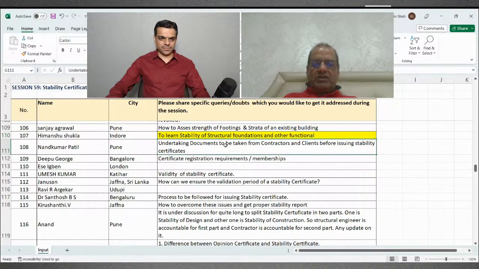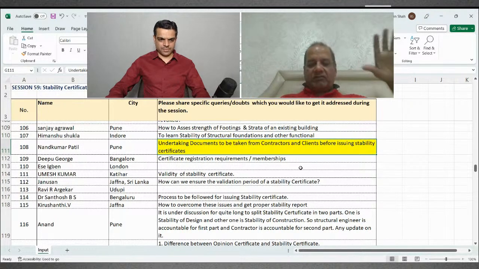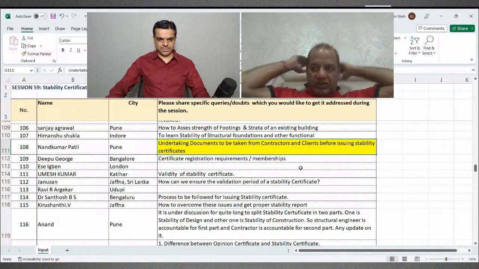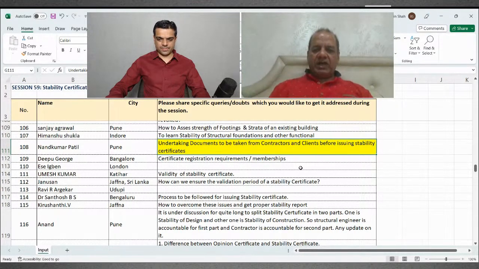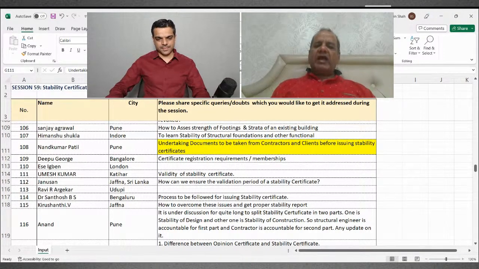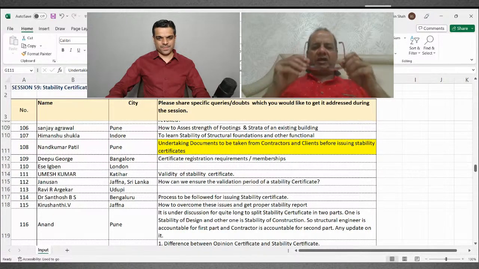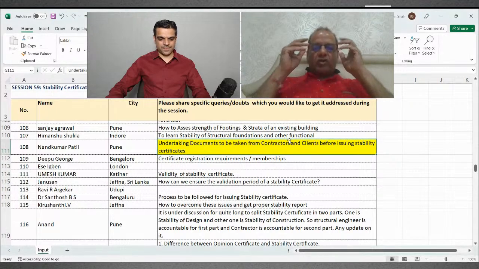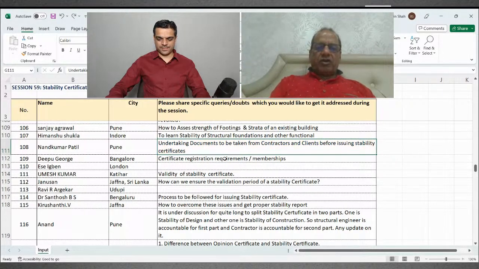Undertaking documents to be taken from contractors and client before? Yes, I told you. Get a certificate letter, a simple letter or mail, stating that all the construction of this building, with the building name written in the letter, has been done according to the structural drawings issued by the structural consultant. If you want to be more specific, you can attach the list of drawings. Tell the client: this is my drawing list, attach it and certify that you have built as per these drawings and no change has been done. And if any change has been made, get as-built drawings first, check them and then issue. Simple.